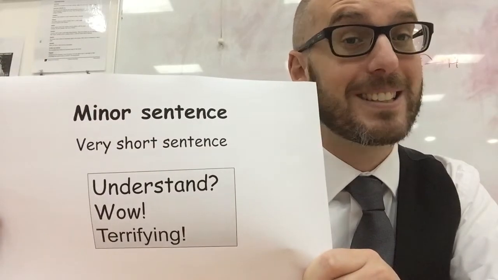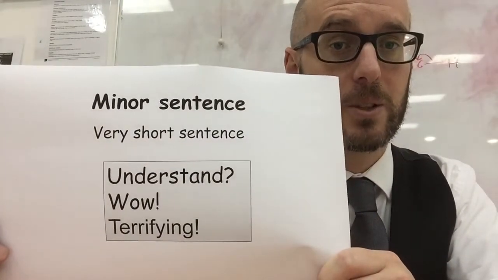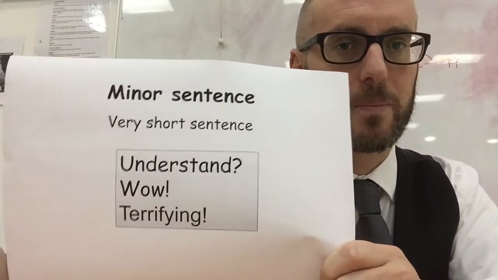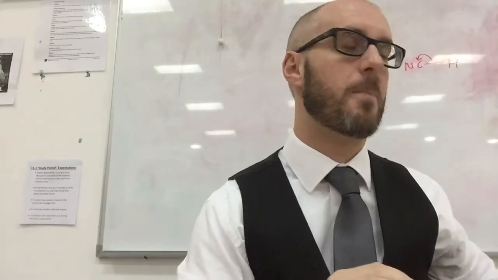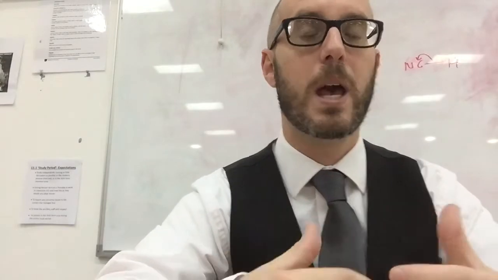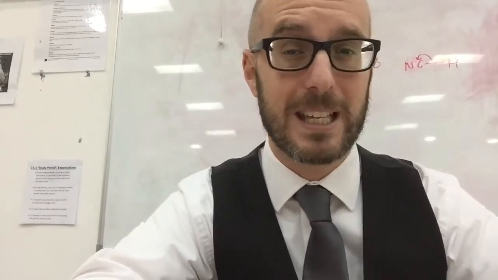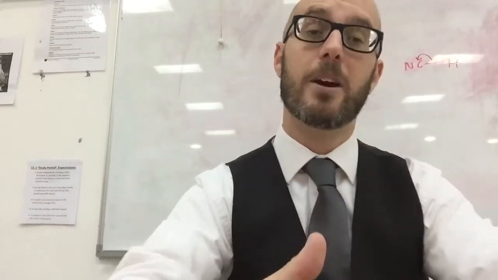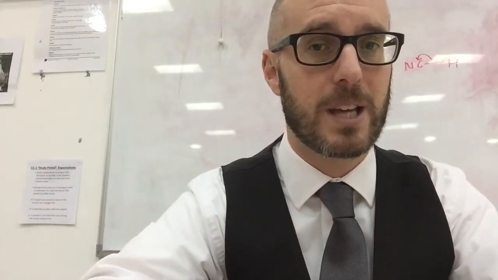It's a sentence that doesn't have a subject. It's normally just one particular word with no subject. So, understanding, there's no subject there. Or wow, or terrifying. All of these are minor sentences. Sometimes we use them just to clarify things or to really show a particular emotion. We normally do it at a time of drama. For example, I wouldn't expect to see a minor sentence in something like a formal letter or indeed a formal newspaper article. But in a story, especially if you're using direct speech, then I might see a minor sentence.